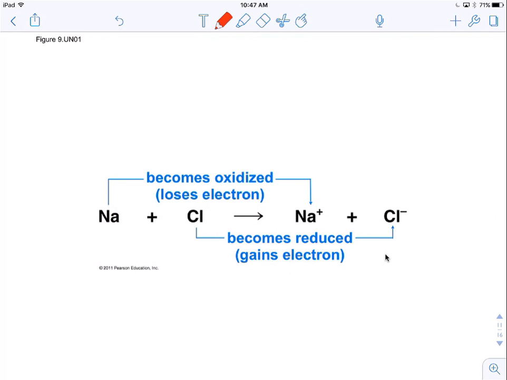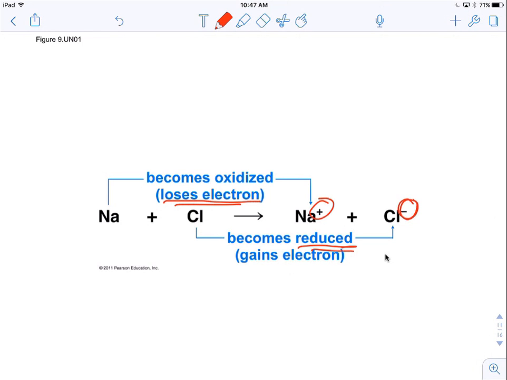So let's have a look at a reaction we're probably all pretty familiar with. Formation of the ionic compound sodium chloride. Sodium, as we know, loses an electron and becomes a positive ion, okay? So it loses an electron, so it becomes oxidized. That electron is gained by chlorine, so chlorine becomes reduced.